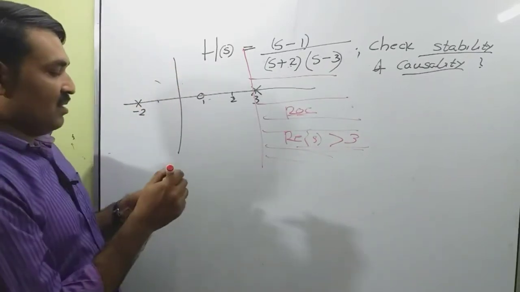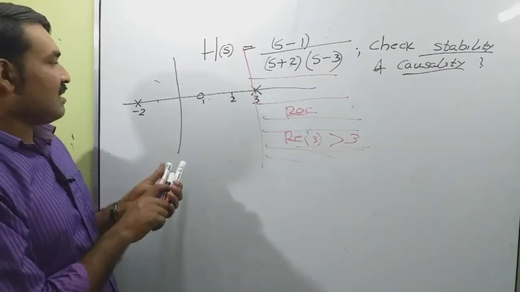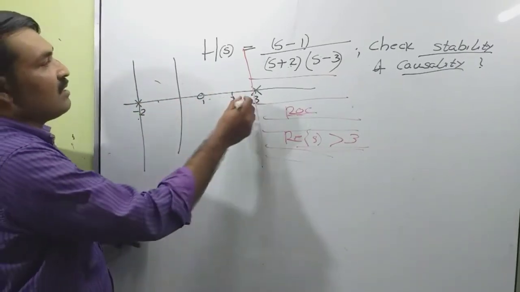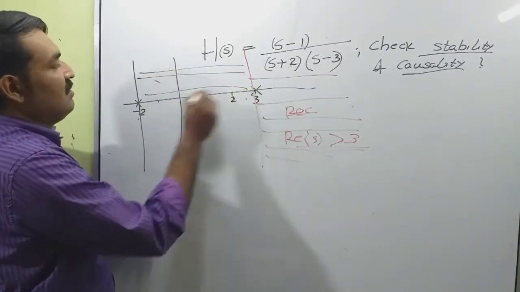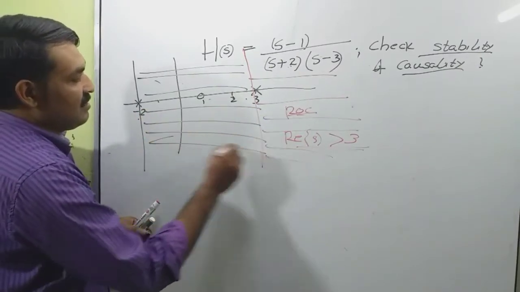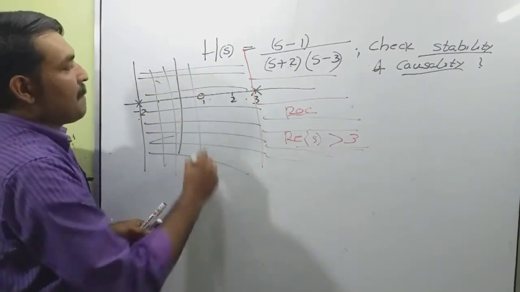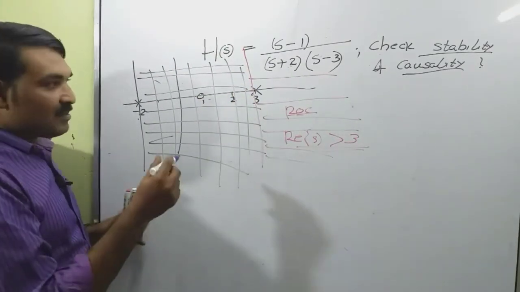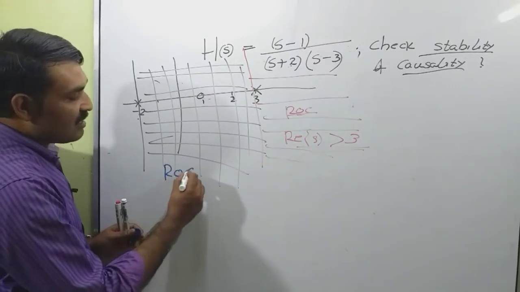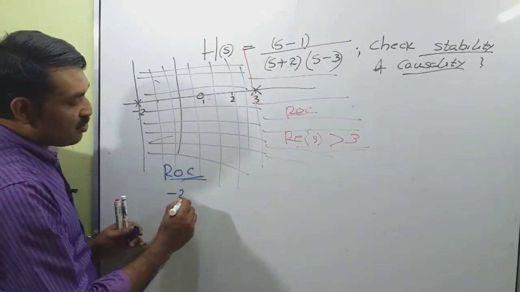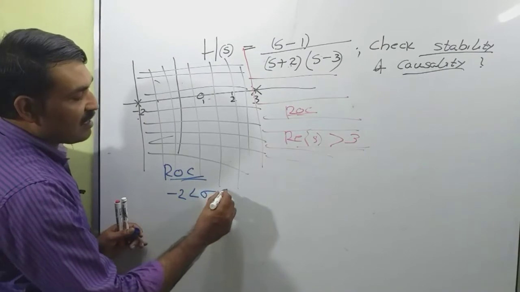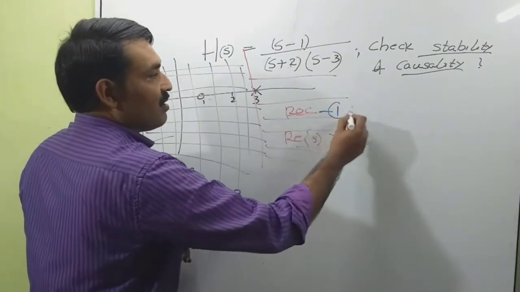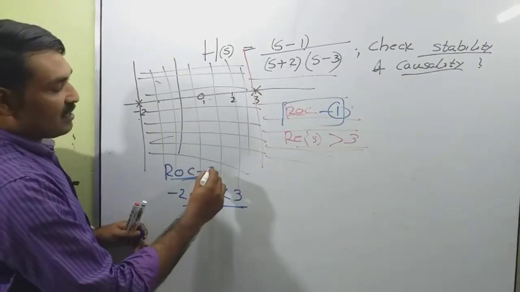This is the first ROC. Then we can consider a region of convergence in between −2 and 3. That means the ROC is −2 < sigma < 3. This is the second ROC, and the earlier one is ROC 1.